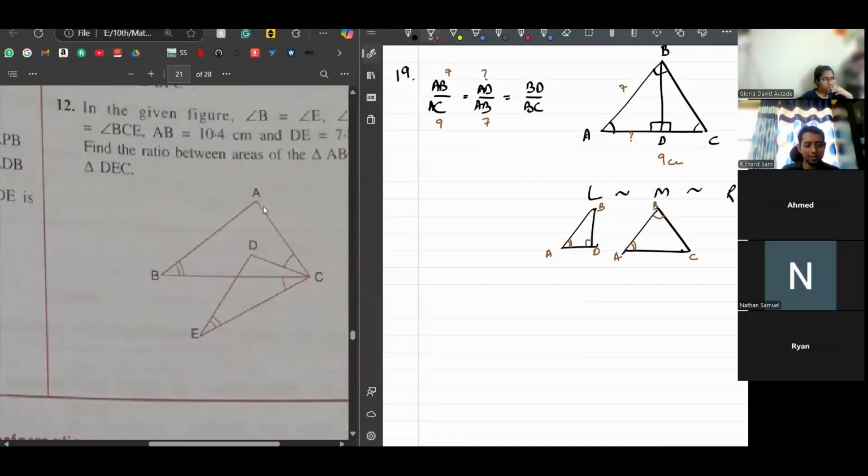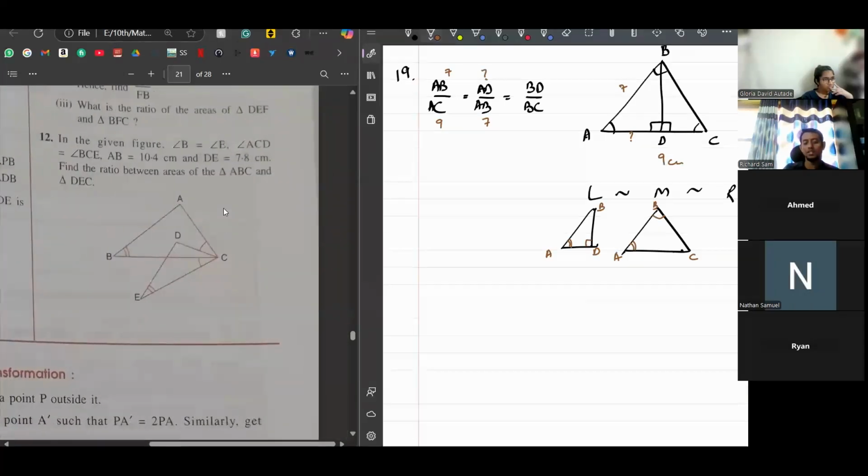Look at this question. I'll just explain this one and then I will be ending after this. As your homework, you will try to solve as many questions as you can from A, B, and C. D, I'll explain to you in the next class. Now here, look at this triangle, everyone. Look at this question.